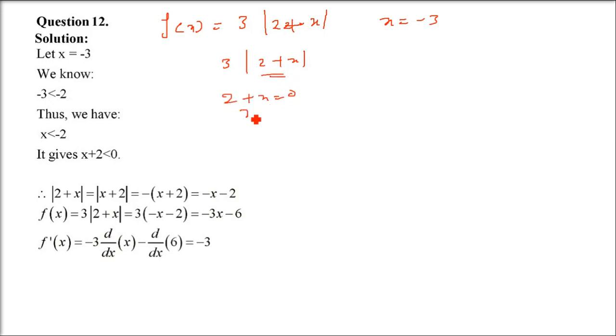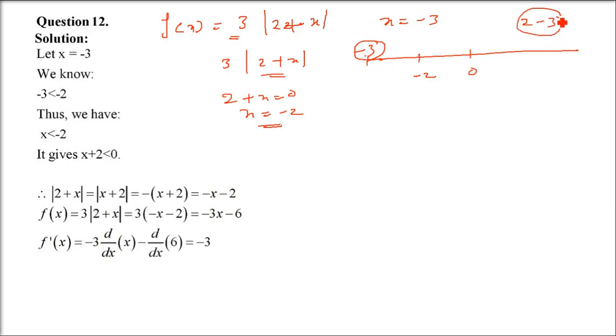So 2 plus x equals 0, x equals minus 2, this is the critical point. When you are seeing this 0 and this critical point minus 2, and you have minus 3 here, at minus 3 you have to find out. The best idea is just put minus 3. 2 minus 3 is negative, minus 1. Just put minus 3 and see whether 2 plus x is going to give you negative or positive. Even if you put minus 3 or minus 4 or whichever number, 2 minus 3 is negative 1. So negative you are getting.